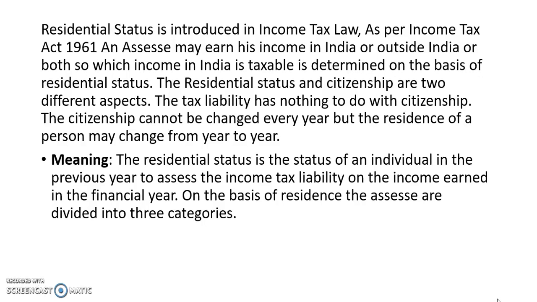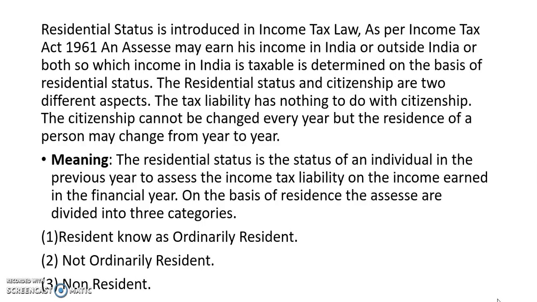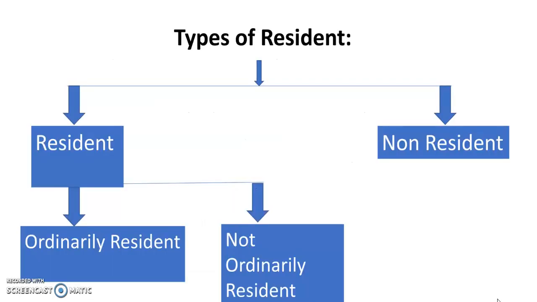On the basis of residential status, the assessees are divided into three categories: resident and ordinarily resident, not ordinarily resident, and non-resident. Mainly there are two classifications, resident and non-resident. In the case of resident, again there are two classifications, ordinarily resident and not ordinarily resident.